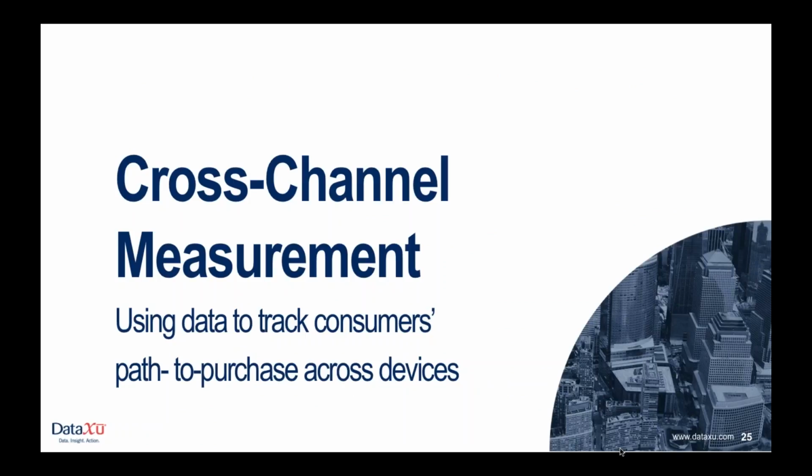This brings me to my next section, which is centered around cross-channel measurement and how we can use this graph data to track the consumer path to purchase across devices. Ultimately, this helps provide a more accurate view into mobile performance specifically, where we do see a lot of that switching of devices in order to complete a conversion.